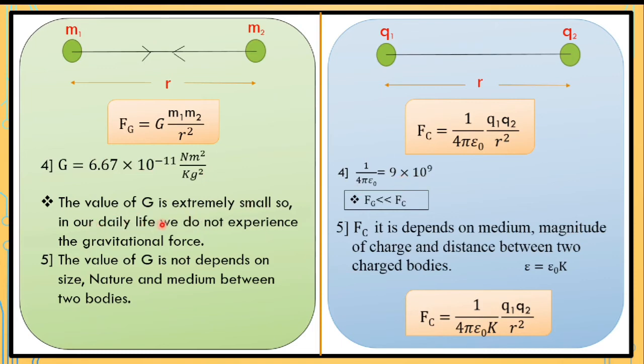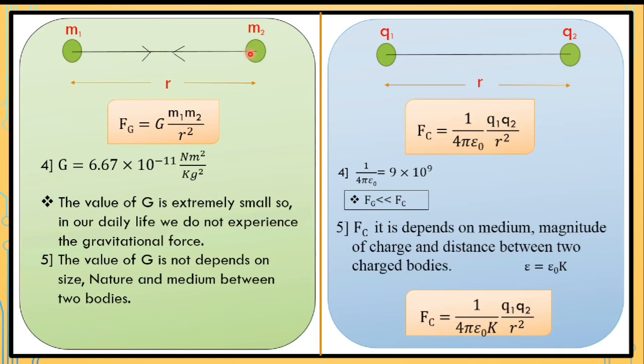That's why in our daily life we do not experience the gravitational force. Due to this small value, in our daily life we do not experience the gravitational force. So we can say that Fg is very weak compared to the Coulombic force. The value of G does not depend on size, nature and medium between two bodies. So the gravitational constant is constant. No matter what medium is in between them, what the size of the bodies is, what the mass of the bodies is, or what their nature is.